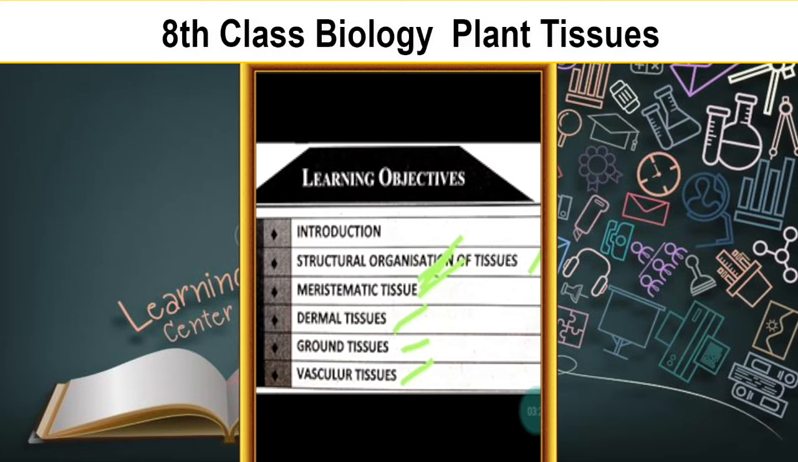Next is ground tissue. The plant's main function, the photosynthesis process, occurs here, to prepare food. How food is prepared is explained in the ground tissue topic. Here there are different types of storage tissues, like parenchyma, collenchyma, and sclerenchyma. Let's see here.